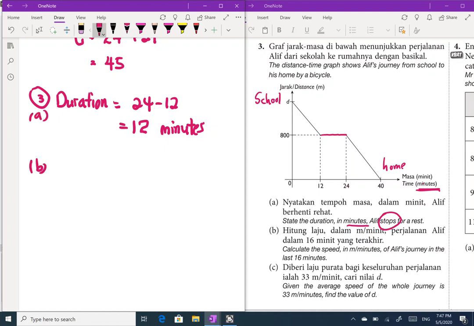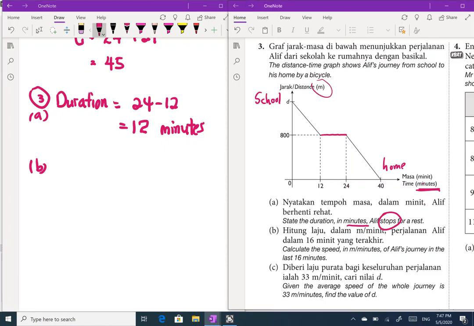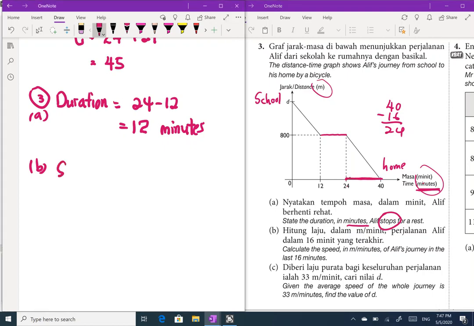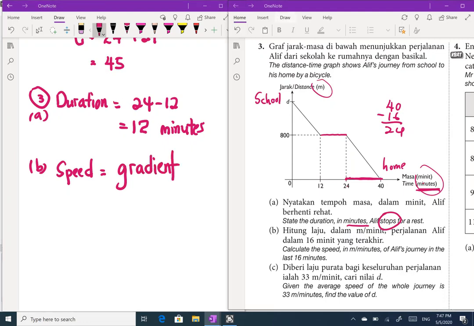Calculate the speed in meter per minute of Alif's journey in the last 16 minutes. 最后16分钟, 40 minus 16 is 24. That means I want to know the speed. What is speed? How to find speed from the graph? Speed is equal to our gradient. Speed 就是要找 gradient.